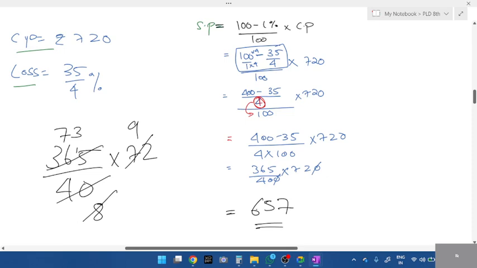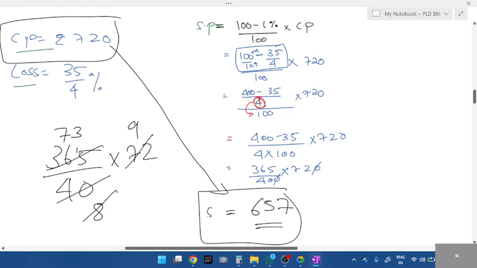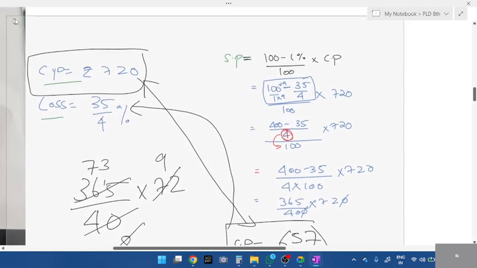Okay, now just cross check, students. See, you all will understand the concept now. What is cost price? 720. And what is selling price we got? 657. Is it loss or gain? It's loss, right? That's the reason it is loss percent. So instead of giving loss, they've directly given loss percentage. Use this formula. Now it makes sense. Cost price was 720. We had a loss. That's the reason it is 657. Okay, now next.